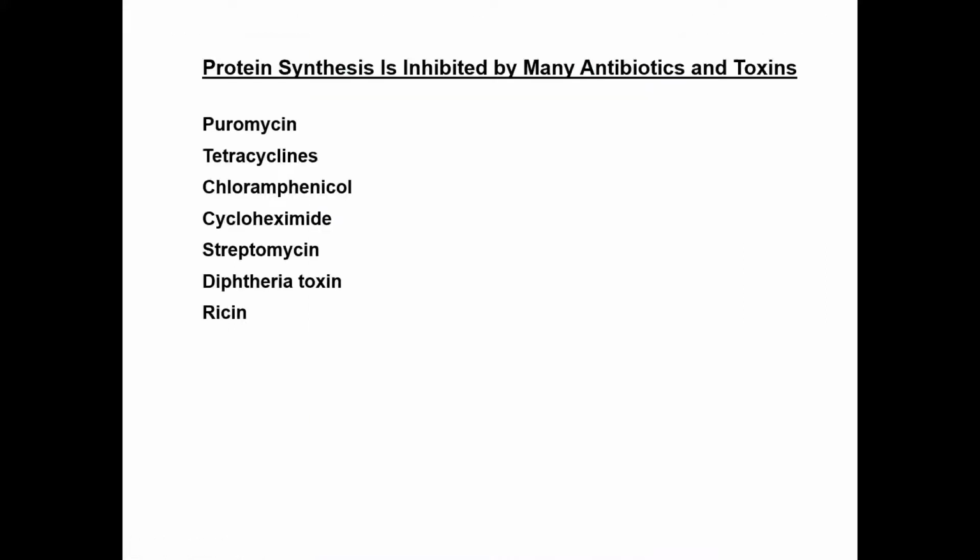Now coming to the last part, we have seen protein synthesis, we have seen post-translational modification. Now, there are certain chemicals or drugs which can affect protein synthesis, rather inhibit protein synthesis. You need to know certain examples and how they inhibit protein synthesis. So this is the list given.